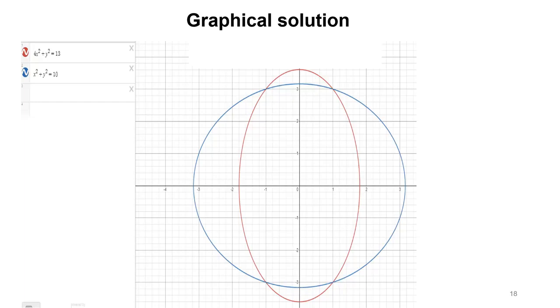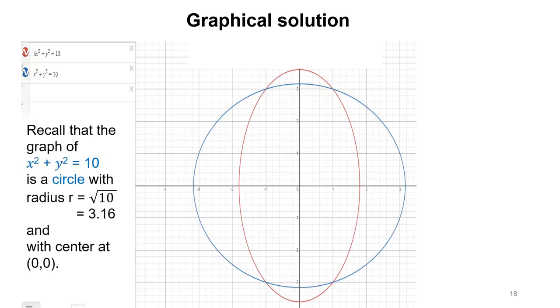Note that x squared plus y squared is equal to 10 is a circle with radius r equals square root of 10. But square root of 10 is 3.16, and with center at 0, 0. So this is the circle with radius 3.16. This one. Okay, 3.16. Radius is 3.16.